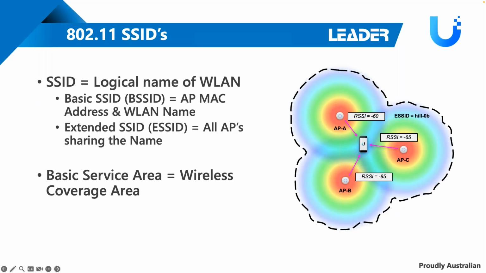So let's start off by taking a look at SSIDs. I think we all pretty much know what an SSID is. SSID is just an abbreviation for Service Set Identifier, which is essentially just another way to say it's the name of your wireless LAN. So it's the logical name of your wireless LAN, to be more specific. One thing to recognize here is that most people don't know or understand that you actually get two types of SSIDs. So you get what they call a BSSID and an ESSID.